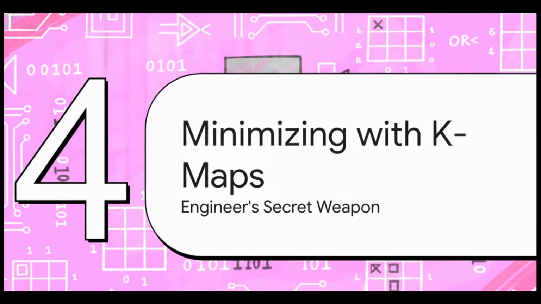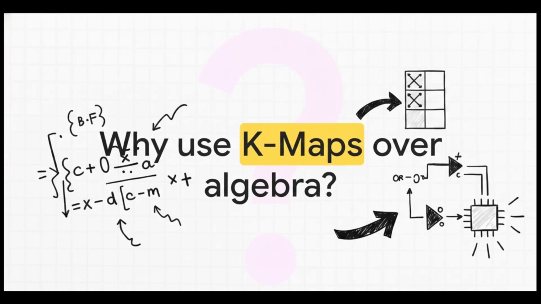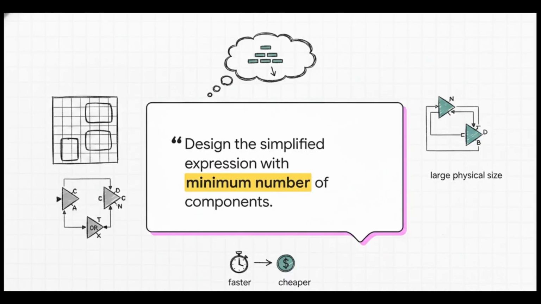Which brings us to Section 4, minimizing with K-maps, the engineer's secret weapon. In digital engineering, efficiency isn't just a nice little bonus. It is absolutely everything. So you might be wondering, why do we even need K-maps when we already have Boolean algebra? I mean, we just talked about reducing functions algebraically, right? Well, algebra is great, for sure, but it can be super tedious and heavily prone to human error once those expressions start getting massive.